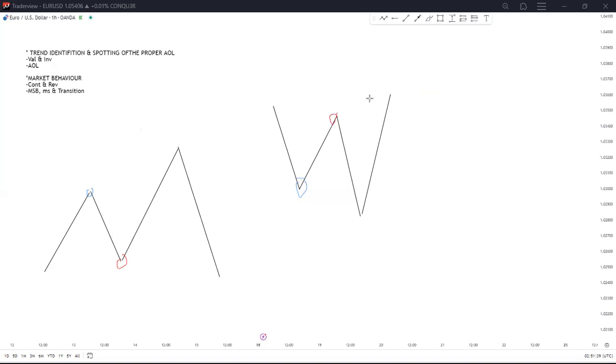Then we expect the reversal to happen, which means the claiming of a new trend. If it is an uptrend, we expect the market to claim the new trend, which is a downtrend. And if it is the reversal of a downtrend, we expect the market to claim the new trend, which is an uptrend.